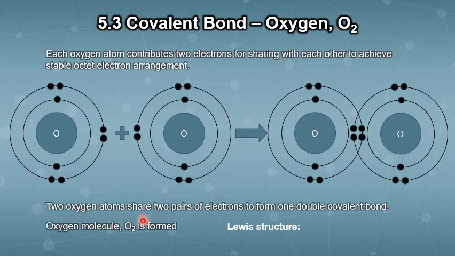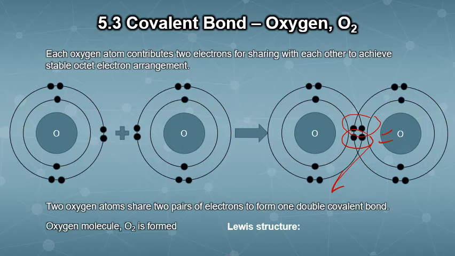So two oxygen atoms share two pairs of electrons to form one double covalent bond. Two pairs means the first one is this one, 1 and 2 is one pair, and then the second one 1 and 2, so two pairs. Understand, yeah? Okay, let me draw for you. This is one pair and this is another pair, so two pairs means a double covalent bond. So the oxygen molecule is formed.